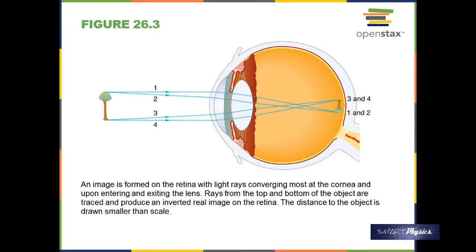Anybody remembers the least distance of distinct vision? When I told you, you can see how close you can see clearly. Correct. And it's about 25 to 30 centimeters. So let's take it as 25.